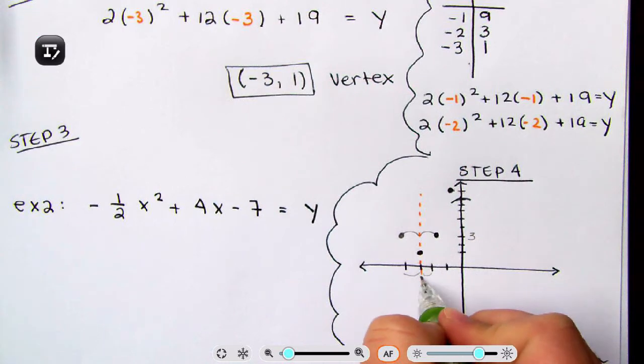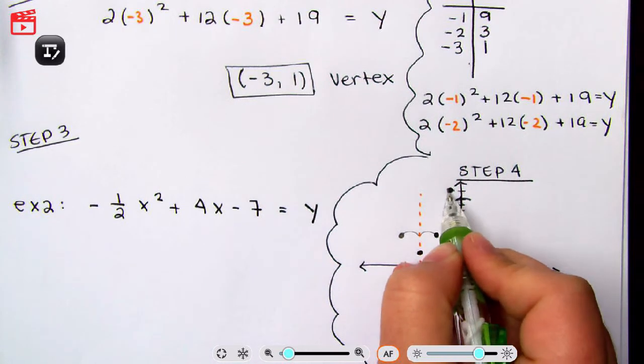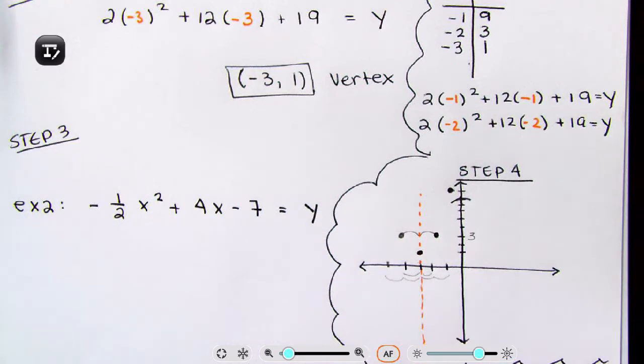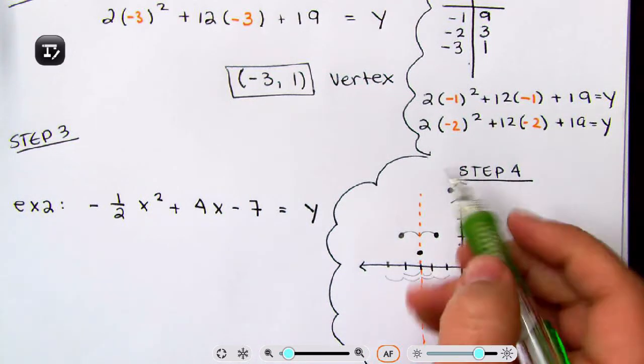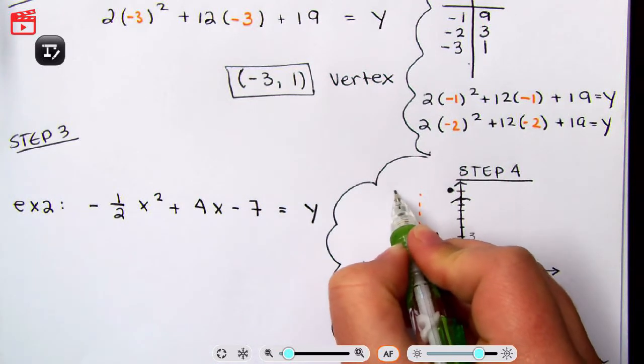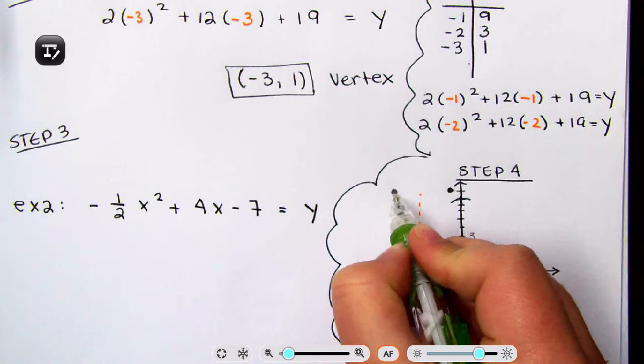Same thing here for this point. This point is 2 jumps away from the axis of symmetry. So I'm going to jump 2 points away to the left-hand side, to the opposite side. Now your y value, your height, stays the same. It's just the x value that changes. So we're going to mimic that.